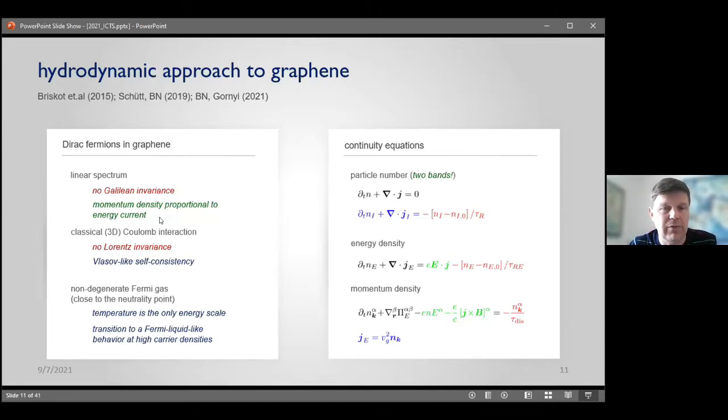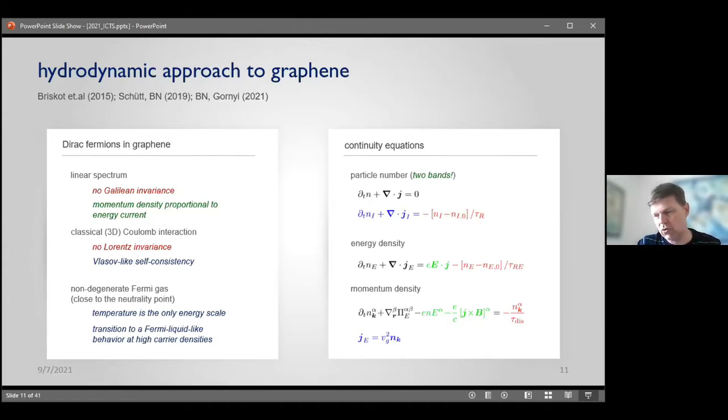And there is another very important point: due to the linearity of the spectrum, the momentum density in graphene is proportional to the energy current, right? And that means that the hydrodynamic flow in graphene is actually energy flow. It's not mass flow as in water, and it's not charge flow as Guruji was mentioning for regular electronic systems. Here it's an energy flow.